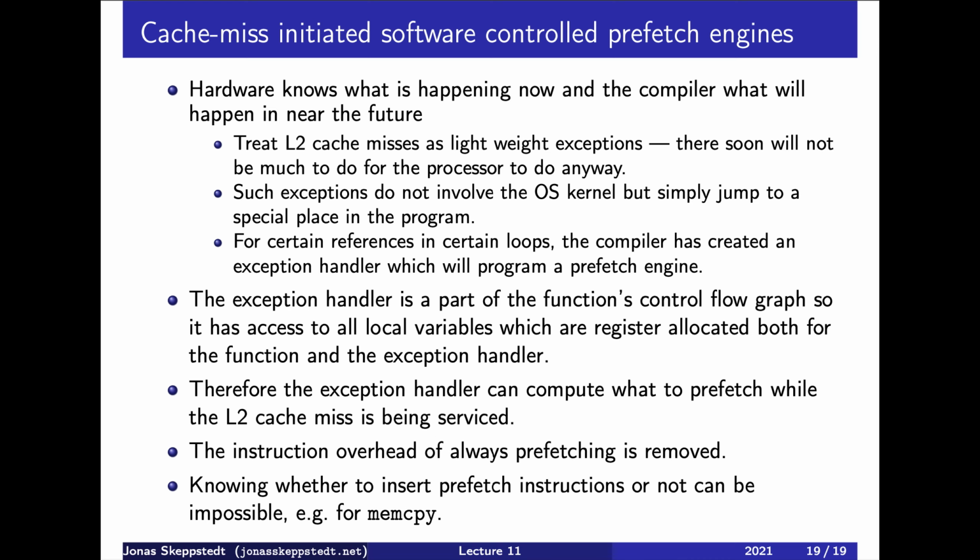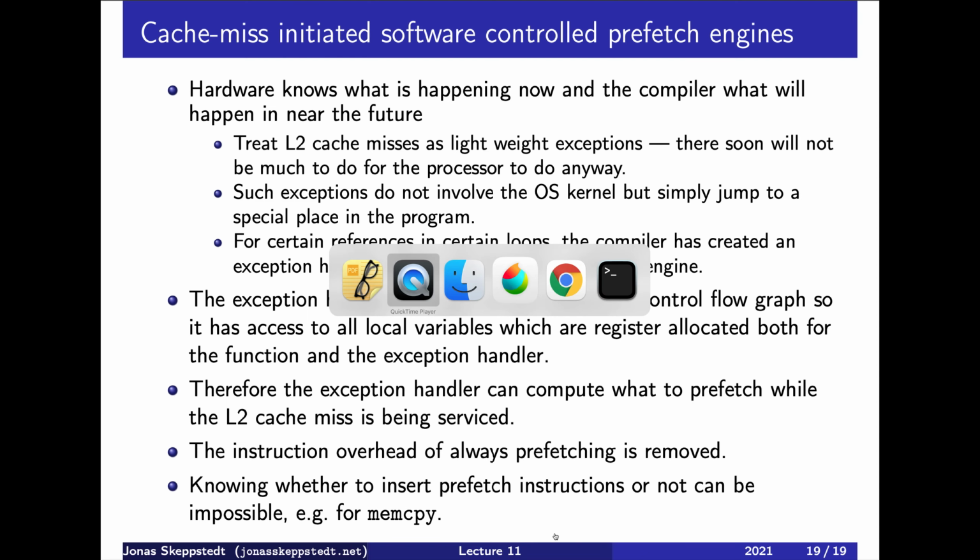What we have is that hardware knows what is happening now, and it knows if there are cache misses to certain addresses. And the compiler knows what the program will do in the near future. So there was a study that checked how this information can be combined, and the purpose is to avoid cache misses and to avoid instruction overhead in the case that there are no cache misses.